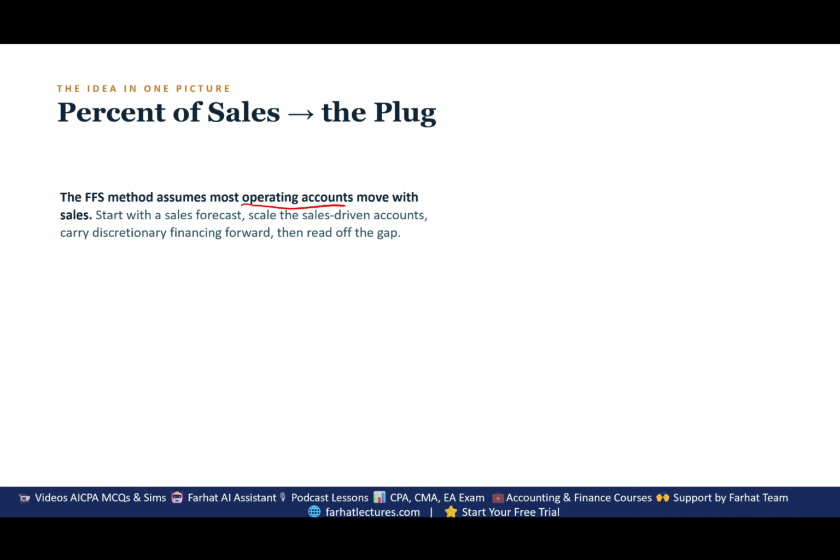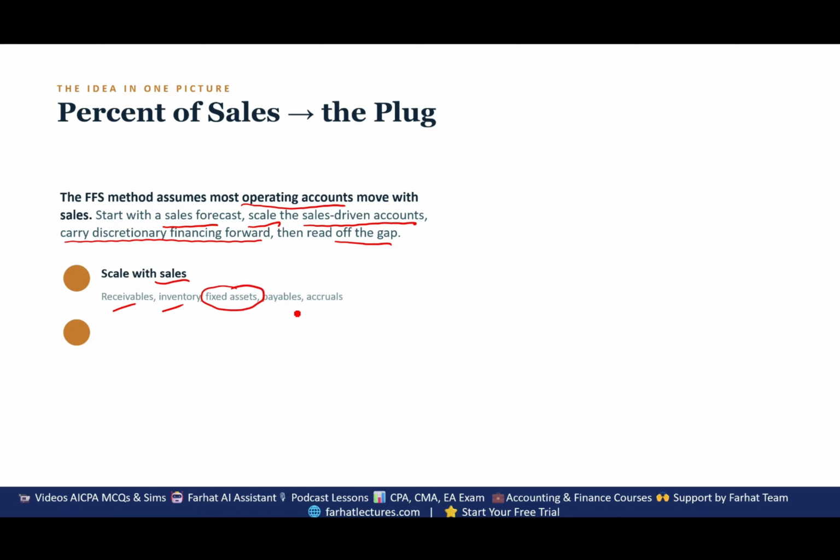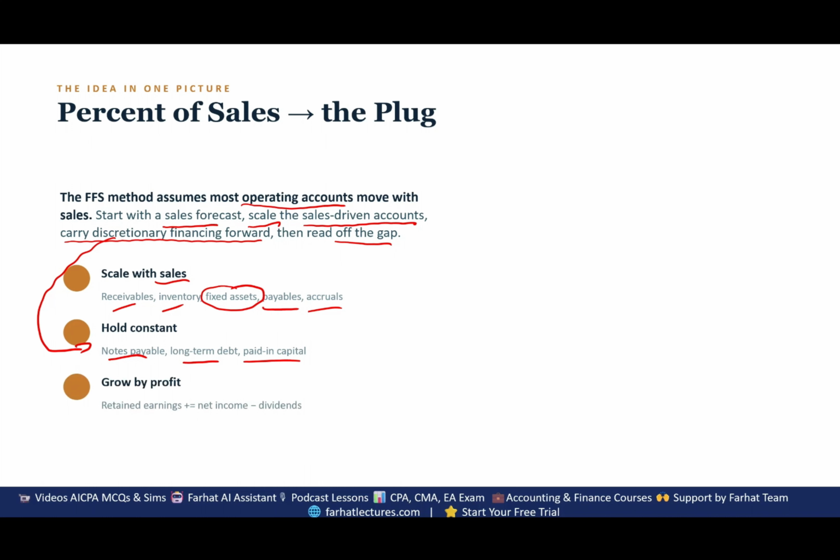So we're going to start with a sales forecast and scale the sales-driven accounts, whatever they are, and carry the discretionary financing forward. It means debt and equity will be moved forward without movement. Then we're going to find the gap and we'll deal with that gap. We're going to see what I mean in a moment. So we're going to scale with sales the receivables, the inventory, the fixed assets if needed, payables, accruals, and any operating expenses. We're going to hold constant notes payable, long-term debt, and capital, because those we assume don't change.